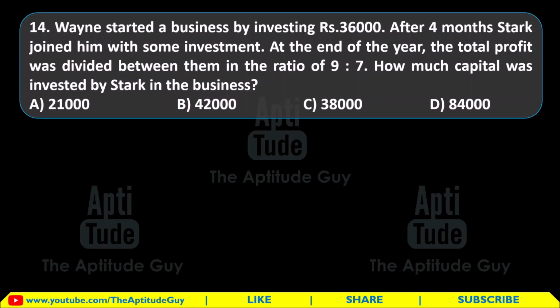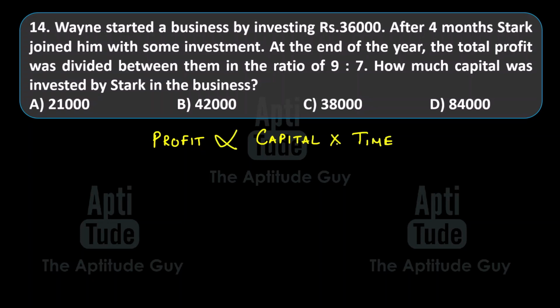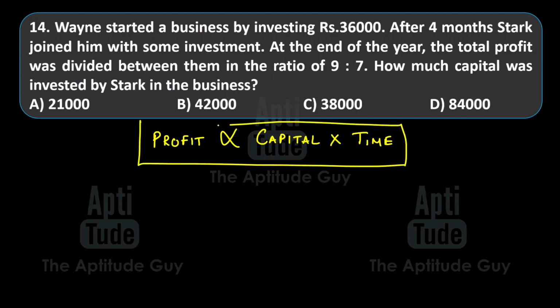Alright, let's do this. Now, in such questions, in partnership questions, you need to focus on just three things, okay? You need to focus on profit, you need to focus on capital or the investment, and then you need to focus on the time. Now, profit is directly proportional to capital and time. That means the more the capital, more the profit, and more the time, more the profit. This is what we follow.